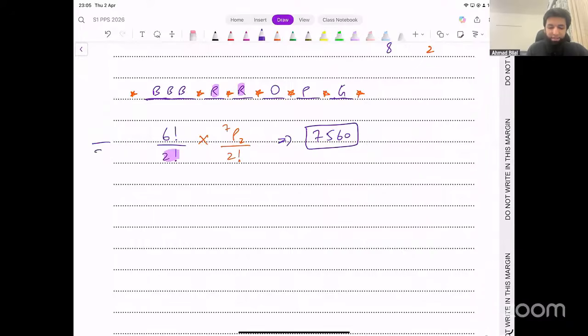We cannot just divide by 3 factorial because these are identical, because we are not considering their arrangements in the first place. We did not multiply by 3 factorial in the first place. If we had multiplied by 3 factorial, only then we would divide by the repetitions like this. Otherwise, we won't.